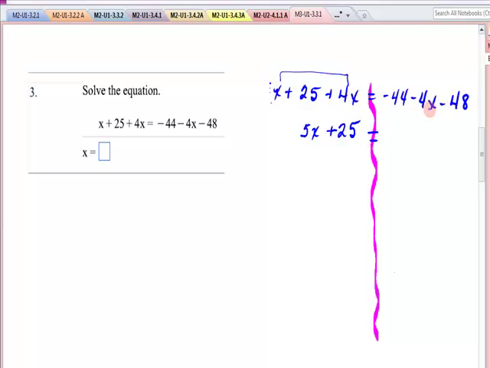Equals, now there's no other variables over here, so I'll write down the minus 4x, but I have two constants, and they're both negative. So I add those, keeping the negative sign, it's negative 92. Okay, so I've simplified the left and simplified the right. Do I have variables on both sides?